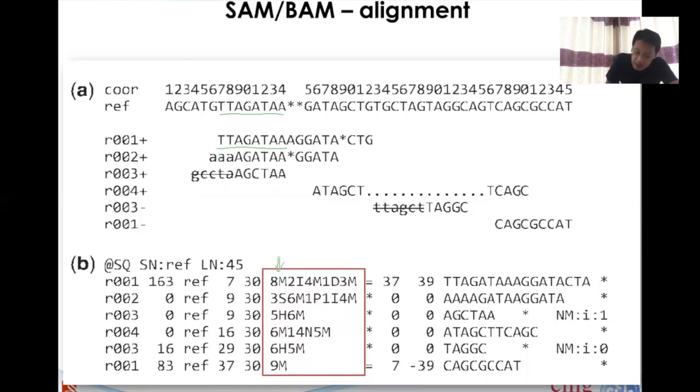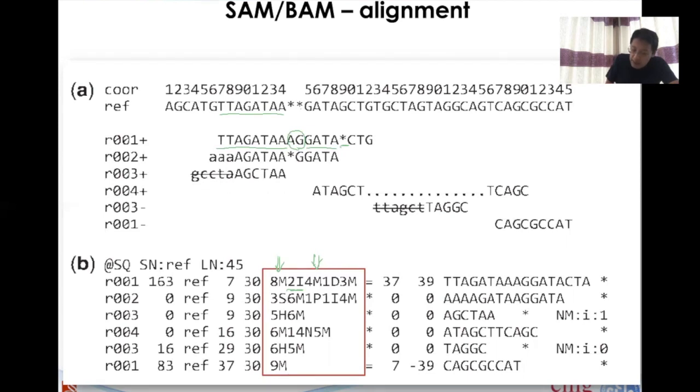The next one is 2I, and that means there is a 2-base insertion. What that means is in the reference genome, there is no such nucleotide, such base, but in this particular individual, there are 2 bases in this case as an insertion. So that's why there's 2I here. And the next one is 4 more bases of matching, and so that's why you see 4M. And then there's a 1-base deletion here.